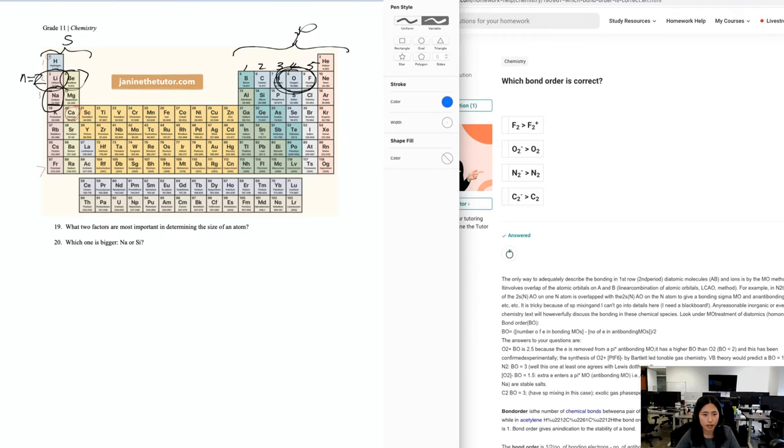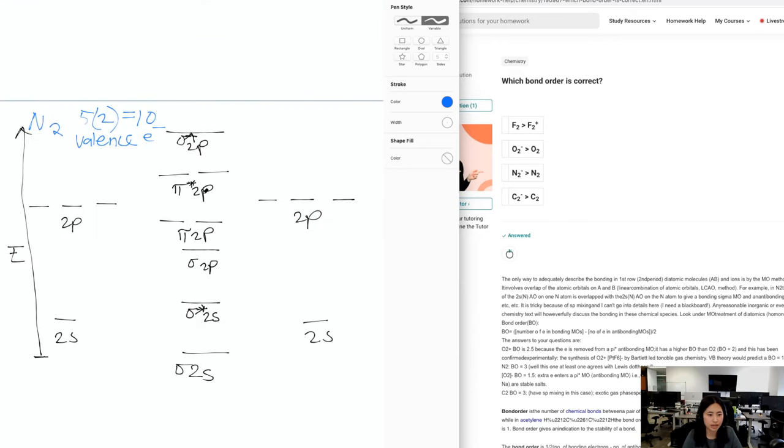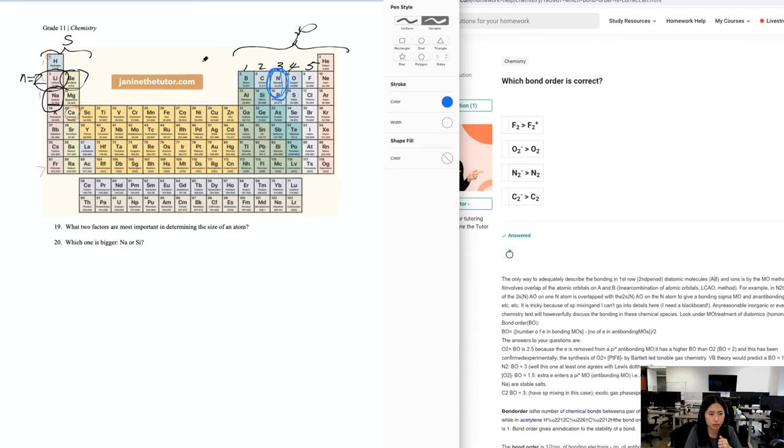So nitrogen is right beside oxygen right here. So it's highlighted in blue. It's atomic number 7. Hopefully you guys can see that. Okay, so 10 valence electrons, and going back to this periodic table, that means nitrogen is actually 2p3, right? 2s2, and then you have 2p3.